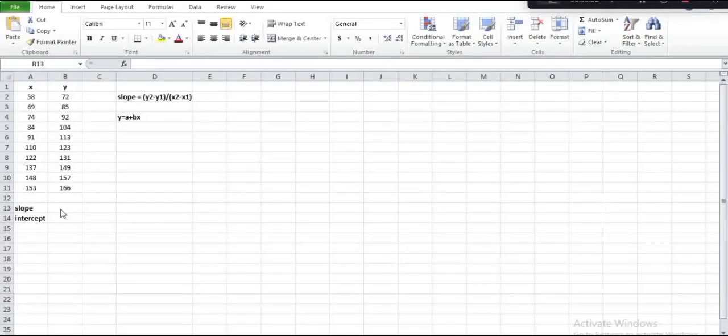Today we're going to discuss how to get a linear equation by finding slope and intercept of a data set.